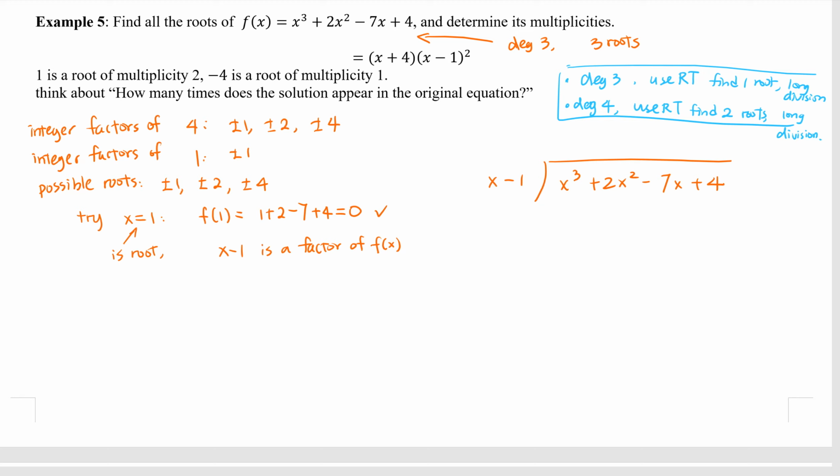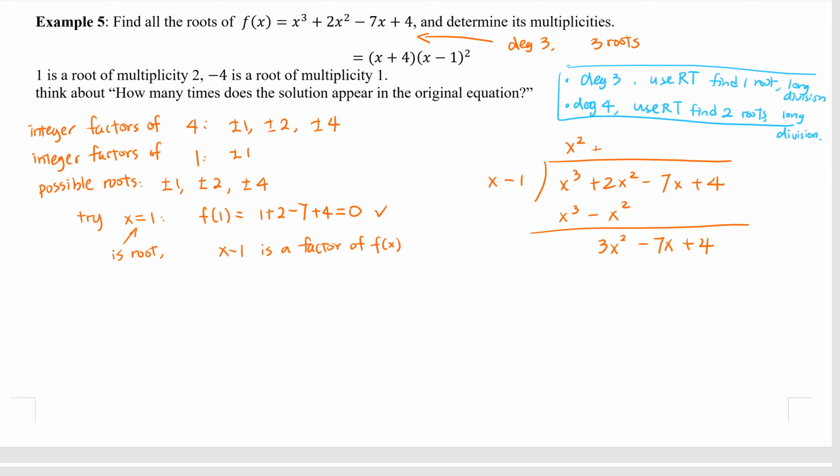Multiply by x to get x cubed. Well, x squared: x cubed minus x squared times minus 1 is minus x squared. Then we use the first line, subtract the second line. X cubed cancels. 2x squared minus negative x squared is the same as 3x squared. And then minus 7x plus 4.